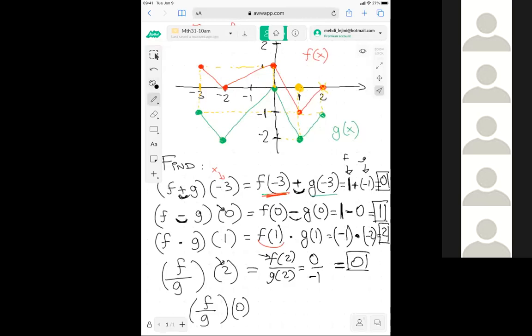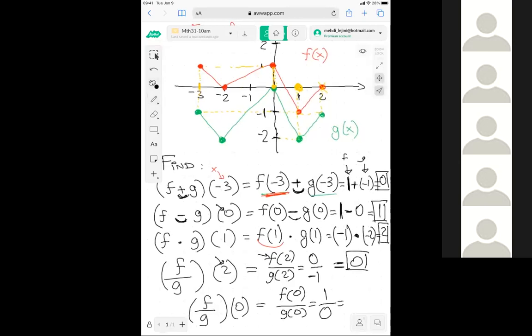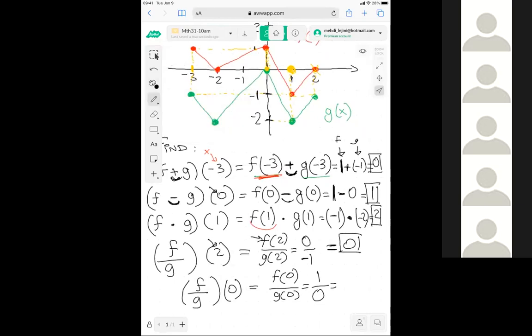Last one, f over g of zero. So it's f of zero over g of zero. Here's zero, f of zero is positive one, and g of zero is at the origin, so g of zero is zero. Now, remember guys, we are not allowed to divide by zero. So one over zero is undefined. So your answer should be undefined, because we are not allowed to divide by zero.